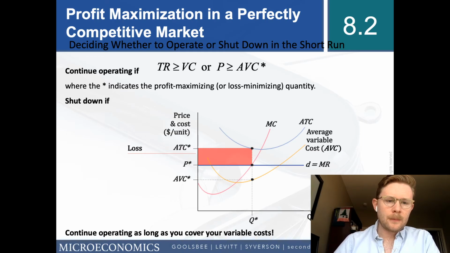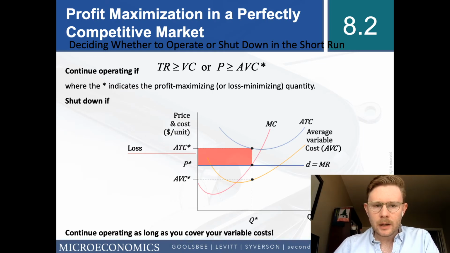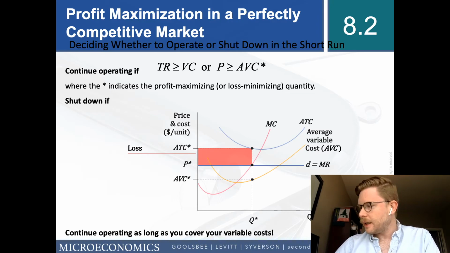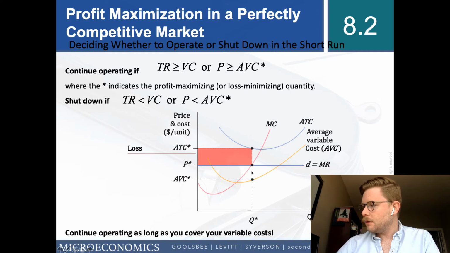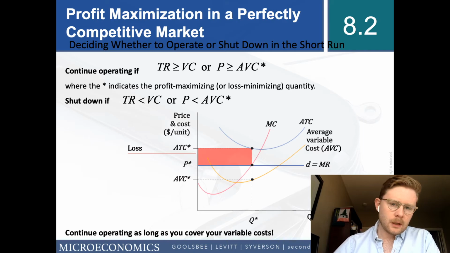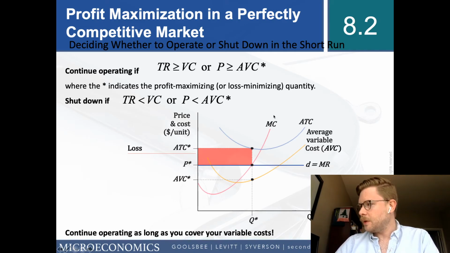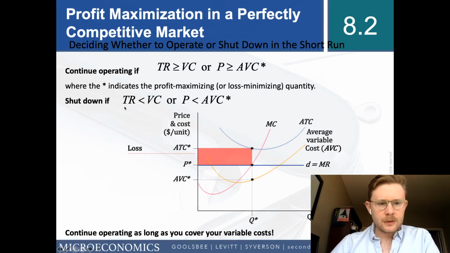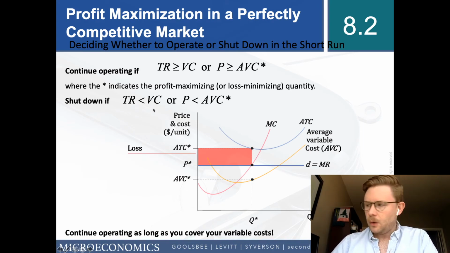In general, the firm wants to continue operating as long as the total revenue is more than the variable cost, or as long as the price is greater than or equal to the average variable cost. In this case, we can see that the price is greater than the equivalent average variable cost, so we know that we'll keep operating. However, on the opposite end, if you just flip those signs around, they'll shut down if the total revenue is less than the variable cost or if the price is less than the average variable cost.